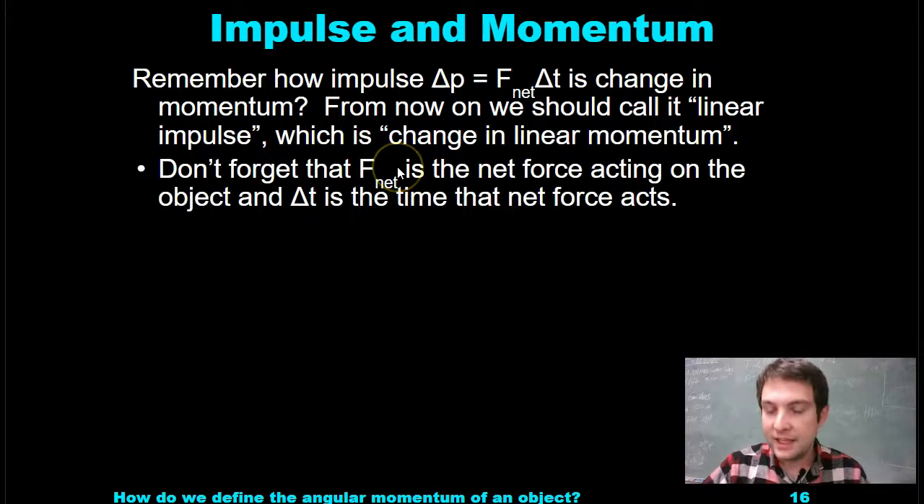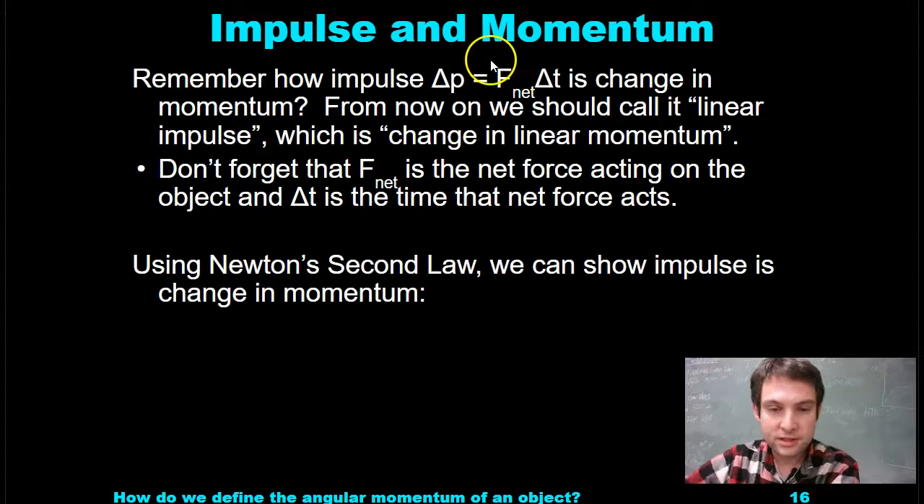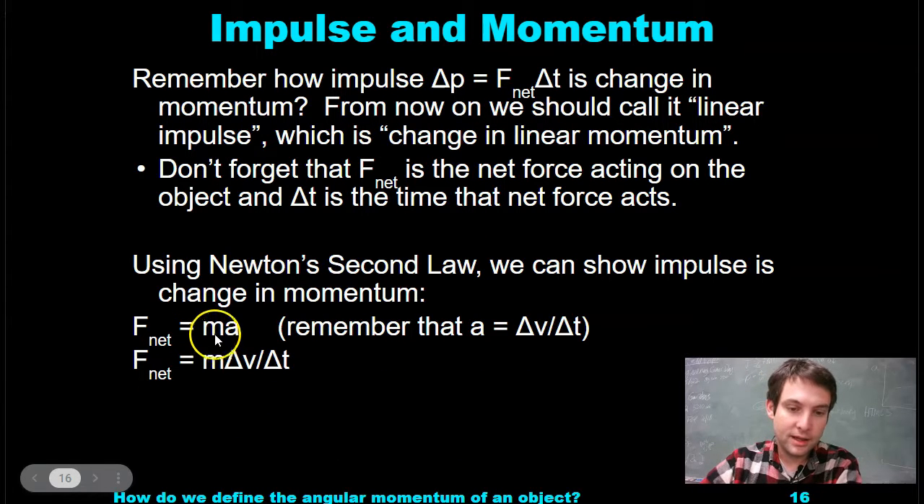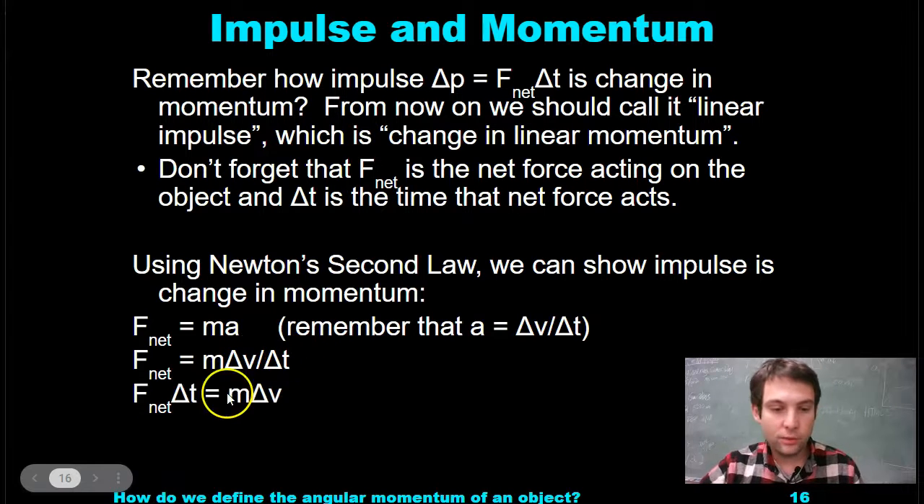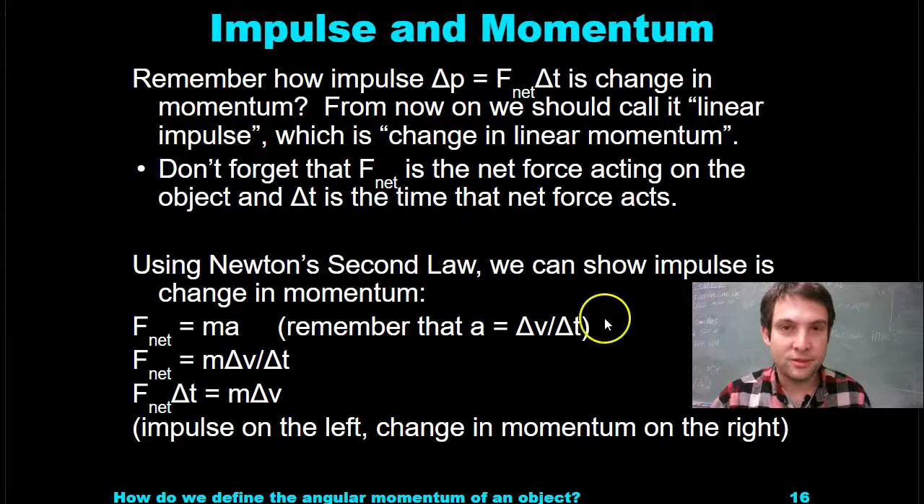Don't forget that F net is the net force acting on the object, and delta t is the time the force acts. Using Newton's second law, we can show an impulse is the change in momentum. F equals ma, and a is just the change in velocity over change in t. So, multiply t on each side, and we get F delta t equals m delta v. Impulse on the left, change in linear momentum on the right.